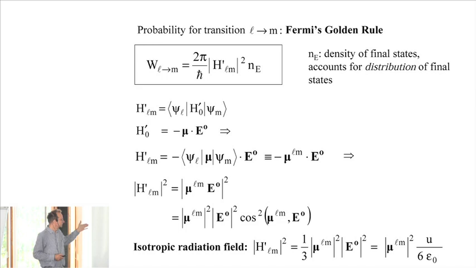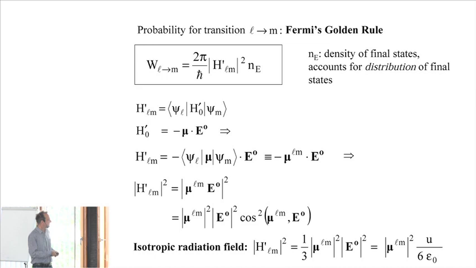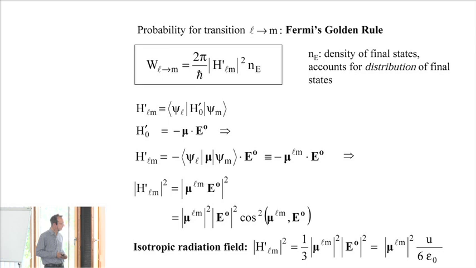And if you take the cosine squared and average it over all possible orientations, you get the factor one third. And so for an isotropic radiation field, this perturbing matrix element squared is one third times the electric dipole matrix element squared times E0 squared. And this E0 squared we now take from here.